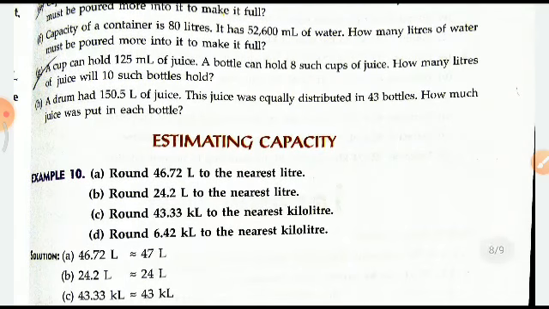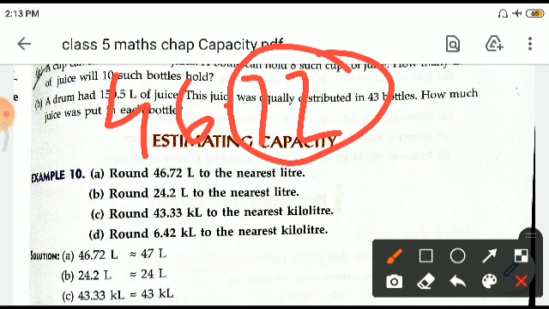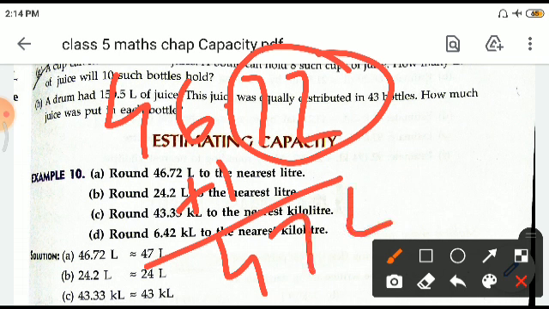Now next is estimating capacity. Here basically we need to do approximation. We need to round off things. So 46.72 to the nearest liter. Right? Nearest liter does not contain a decimal part. So we have to remove the decimal part. So we'll write here 46.72. We need to omit this, and this part is above 50. So simply what we can do is we can add 1 to this part which is just before the decimal to get 47 liters, right? And this is how approximation is done.